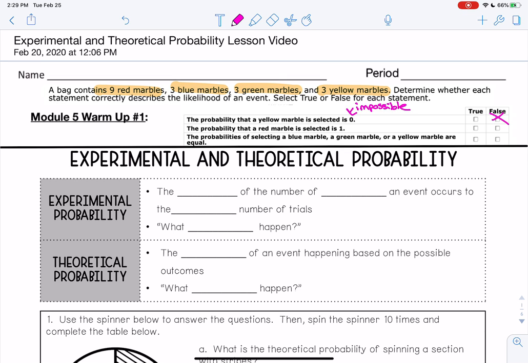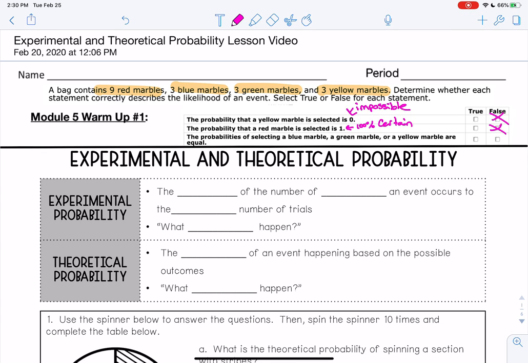Okay, second statement. The probability that a red marble is selected is 1. So remember, if 0 is impossible, 1 is 100% certain. So the question's asking, is it true or false that getting a red marble is 100% certain if you were to reach into that bag and grab a marble? And once again, this is false.